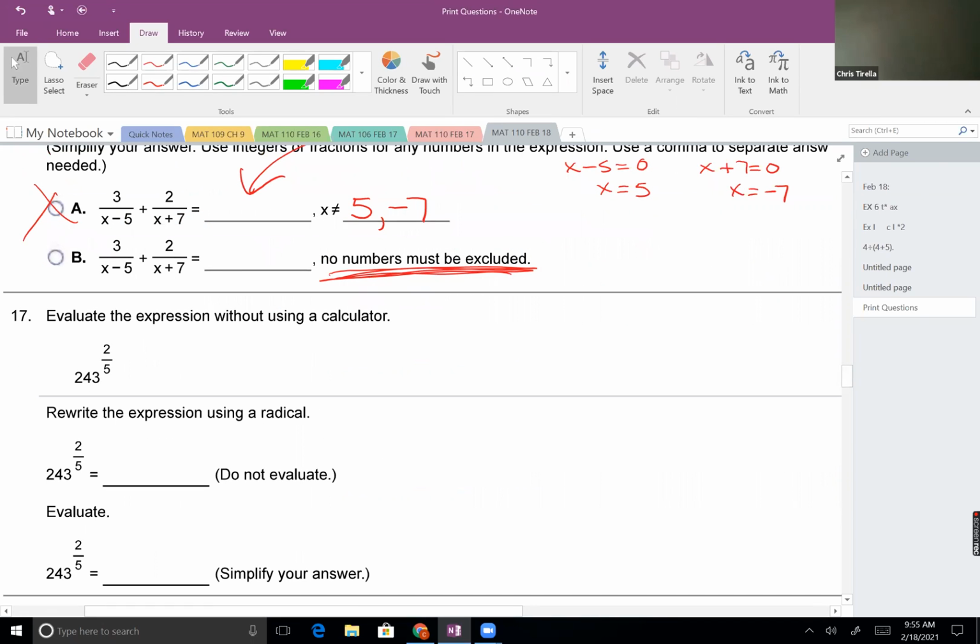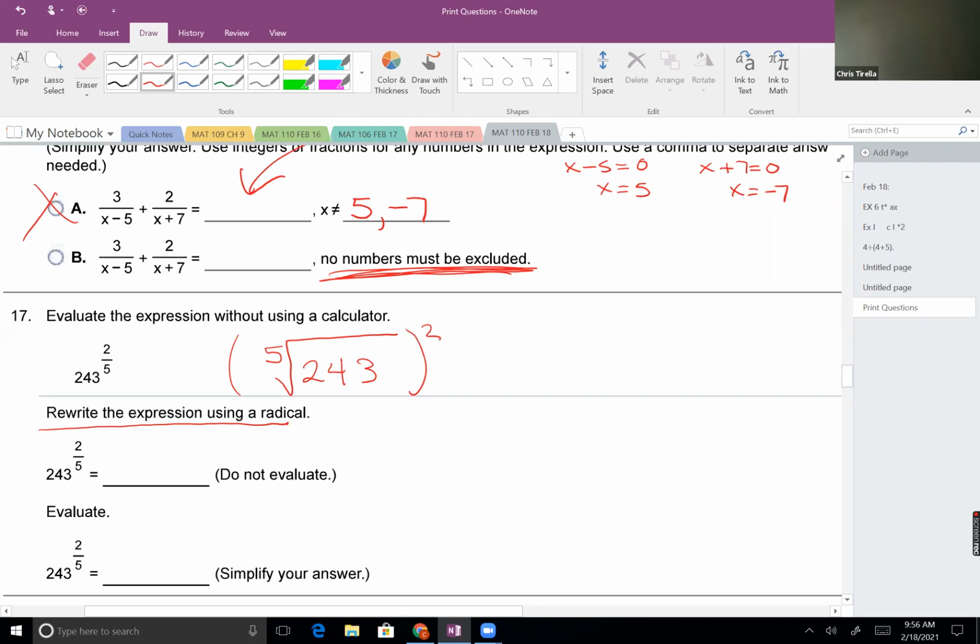Evaluate the expression without a calculator. Does everybody remember that if my exponent is a fraction, I'm going to draw a radical? Rewrite the expression using the radical. That's what I'm looking for. The denominator is the index, so I want the fifth root of 243, and I'm going to square it.